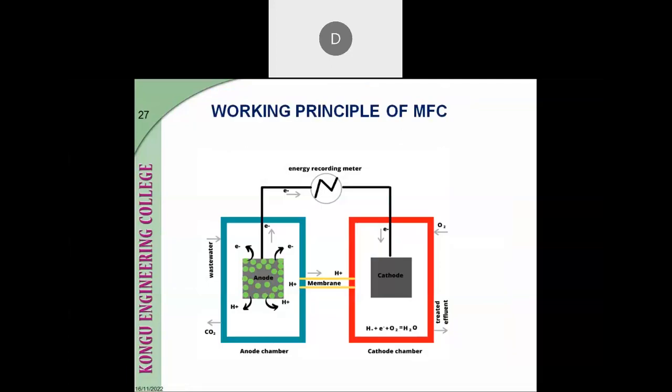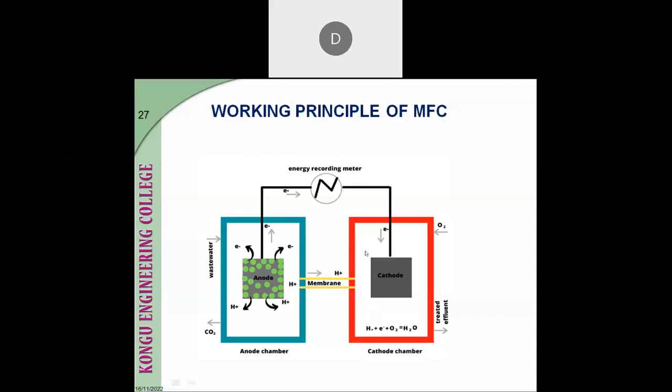As for the reactions, it consists of the anodic chamber and cathodic chamber. At the anodic chamber, the carbohydrates react with the water, which releases the electrons. At the cathode, oxygen will react with the electrons, and combine to form water. We send the wastewater in, the microorganisms are present at the anode, and the electrons are produced.